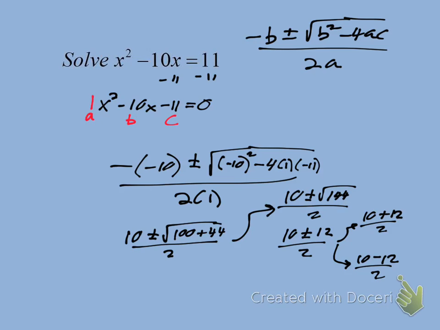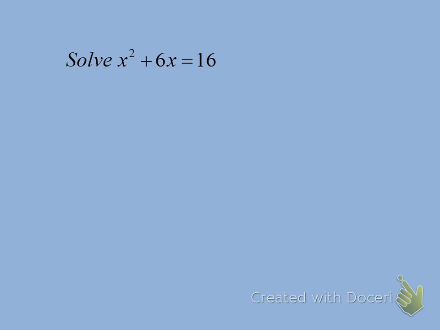So 10 plus 12 is 22. Divide by 2, you get 11. 10 minus 12 is negative 2. Divide by 2, you get negative 1. I'll show you. Ready? Here we go. Second one.